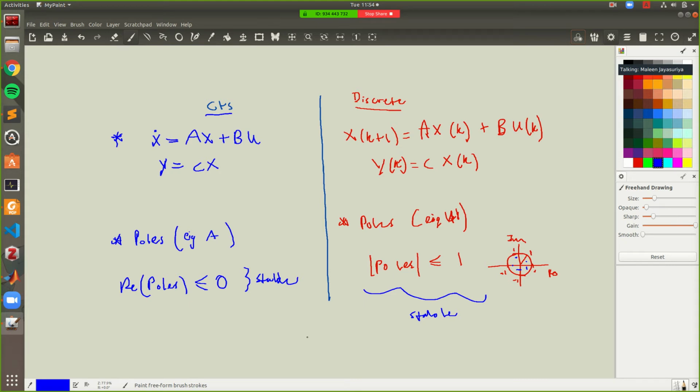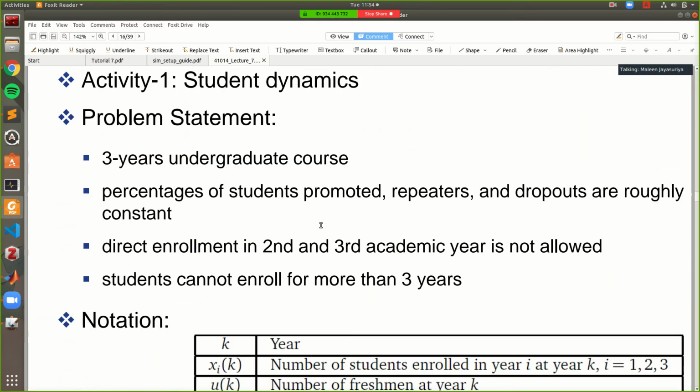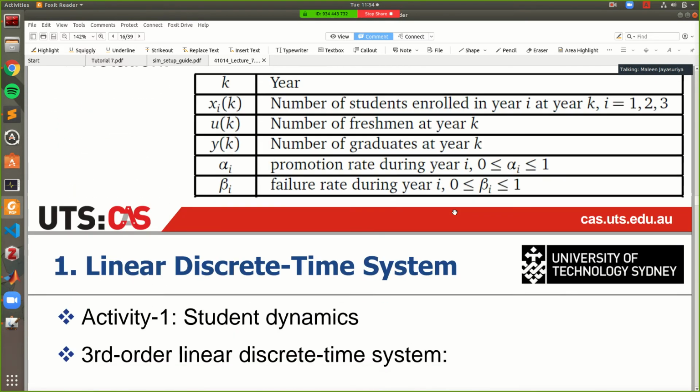Everything after this is relatively the same. Some of the equations, like the Riccati equations, are different. More details about that are in your lecture slides.